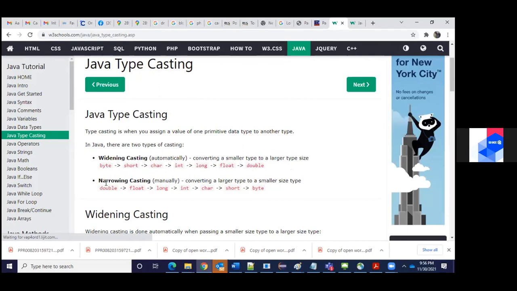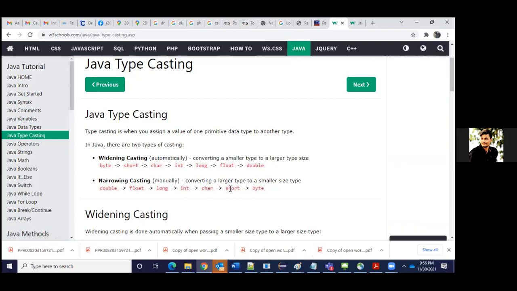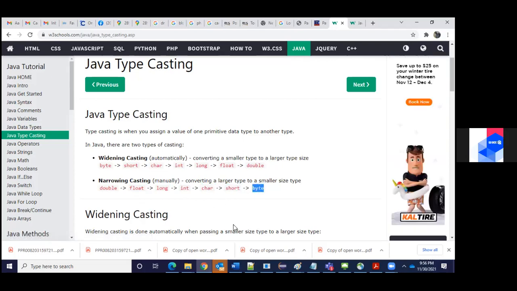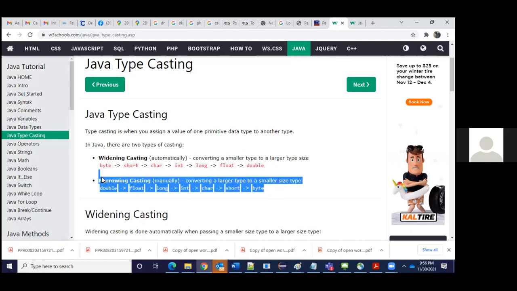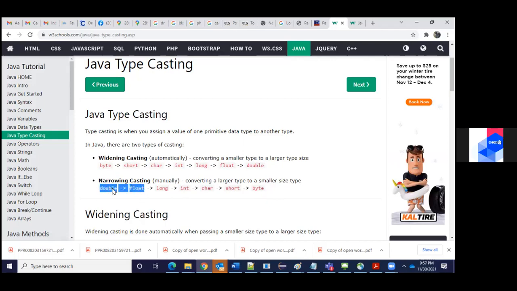In narrowing casting, we are going from one family to another family. The first family starts here with the double. Double is 8 bytes, float is 4 bytes, long is 8 bytes, integer is 4 bytes, short is 2 bytes, byte is 1 byte. So the family change is happening here, from one family to another family. That's why it starts from the bigger number to the smaller number, and then in the other family it starts again with the bigger number.